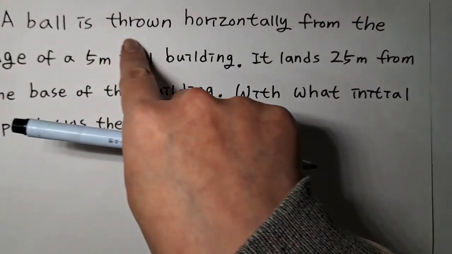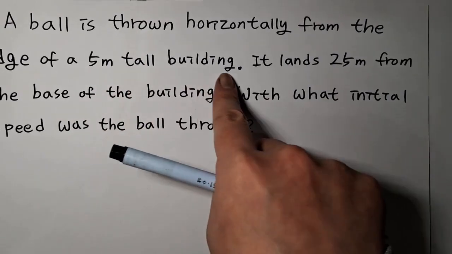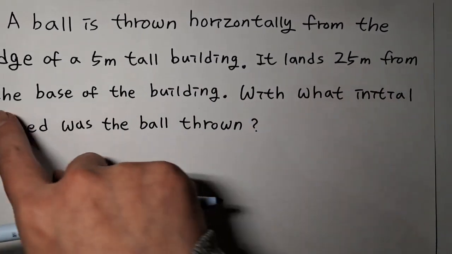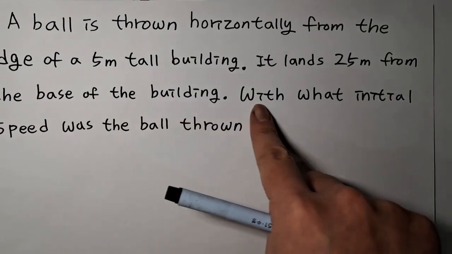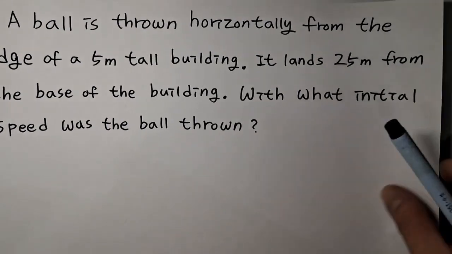A ball is thrown horizontally from the edge of a 5-meter tall building. It lands 25 meters from the base of the building. With what initial speed was the ball thrown?